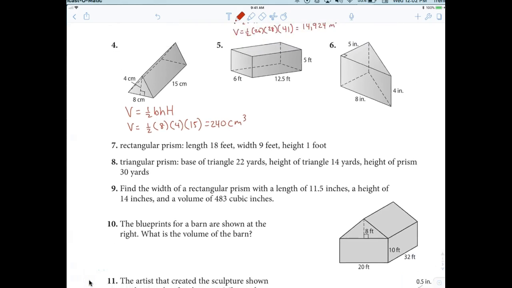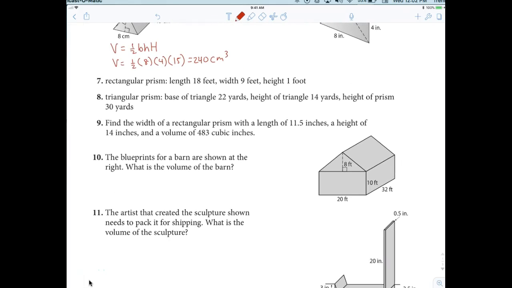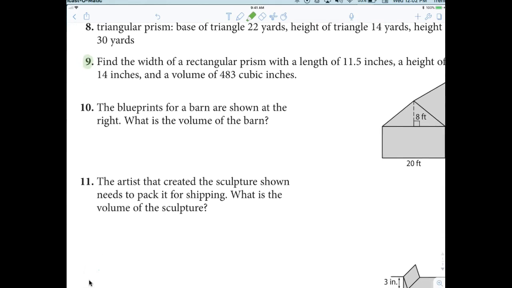Now, the next problem I want to do with you guys is question number 9. Everybody highlight number 9, please. Everybody look at number 9. A little bit different. Question number 9 says find the width of a rectangular prism. I'm doing a rectangular prism, so we all should know that the volume is equal to length times width times height. Is everybody happy with that?